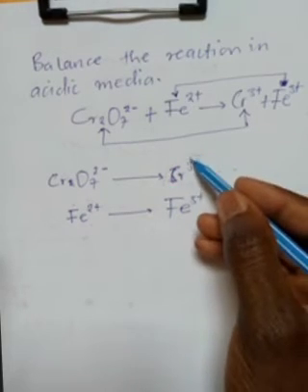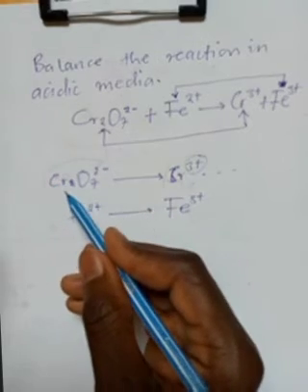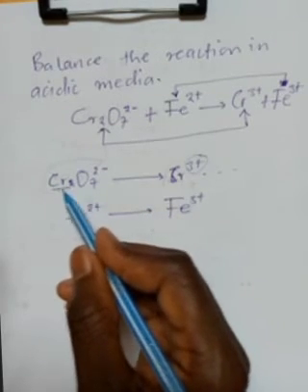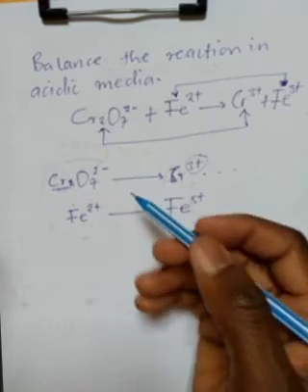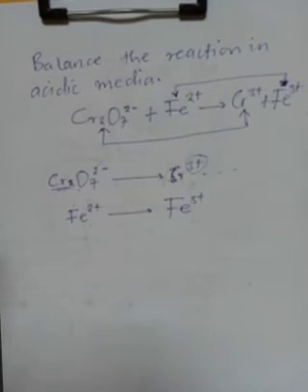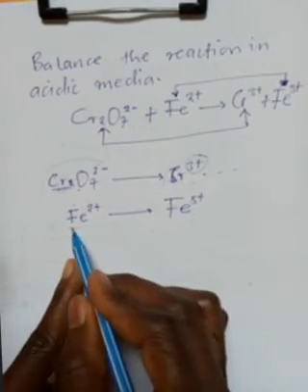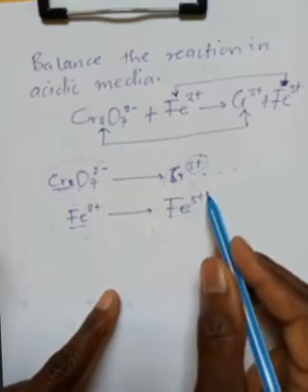If you check here, for you to know what is the oxidation number for this one, you consider the charge. Here you can't know the oxidation number for chromium. Why? Because it is part of a compound. It is not in its natural state. But this one is straightforward. This one has a charge, and that one is also having a charge.